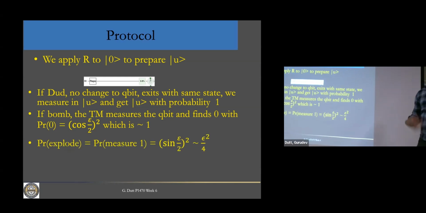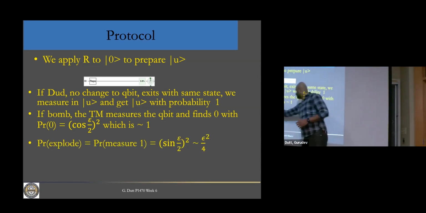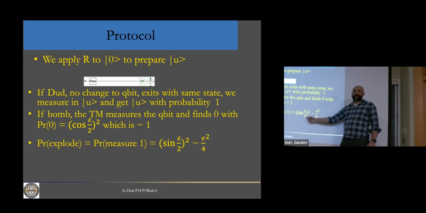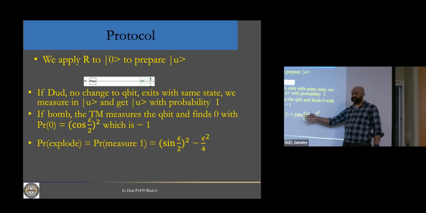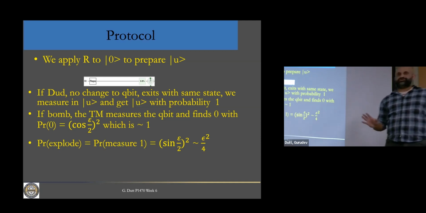Okay. What about the probability of explosion? That's what we want to avoid. Well, the probability of explosion is that we measure 1, which is sin(epsilon/2) squared. For small epsilon, sin(epsilon/2) is just epsilon over 2, just a Taylor expansion of sine. Sin x equals x to first order, then higher order, x cubed, etc. So that's approximately epsilon squared over 4. Everybody with me so far?